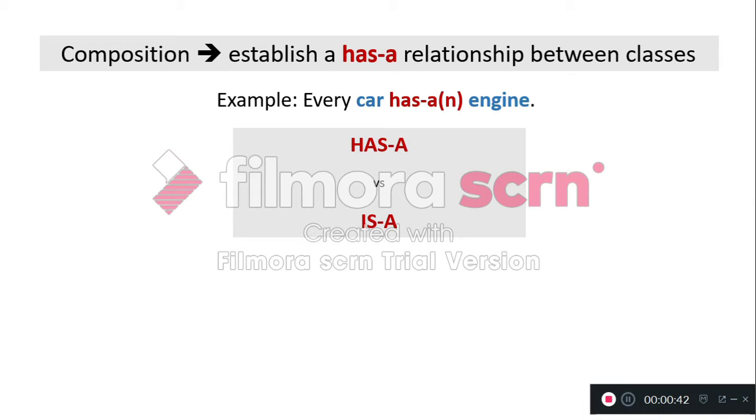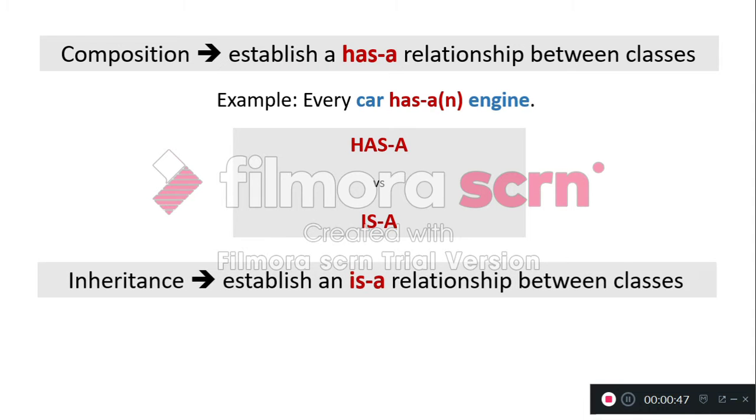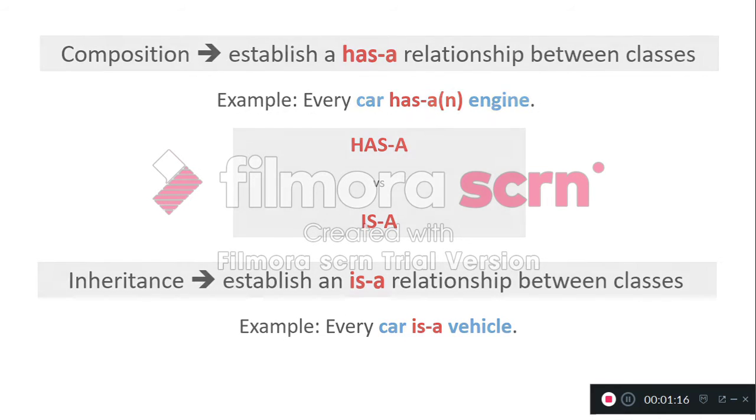There are also is-a relationships. Is-a relationships can be set up through a concept called inheritance. Back to our real-world example of the car, every car is a vehicle. So car and vehicle have an is-a relationship. In programming, our car class would be inheriting from the superclass or parent class vehicle. We'll go back to inheritance a little bit, but let's focus on composition.